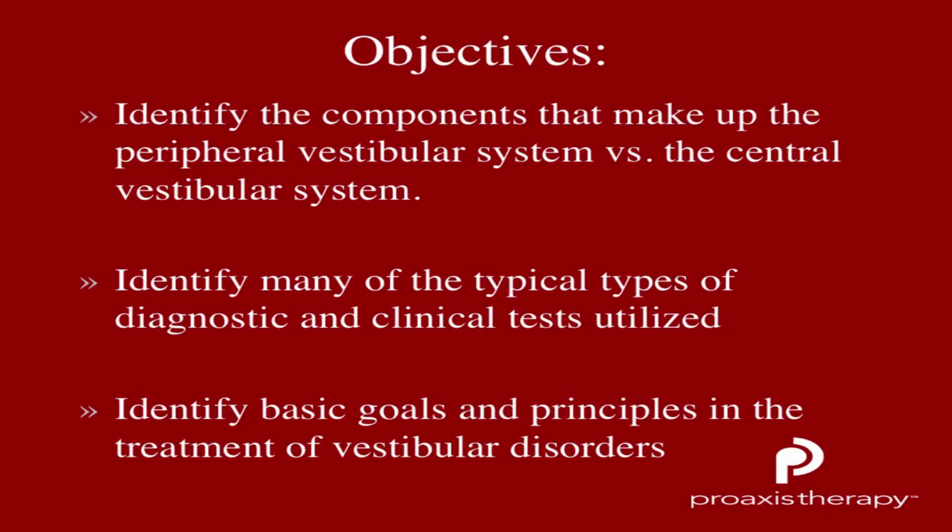But the first objective is identify the components that make up the vestibular system. There's what's called a peripheral and a central. Almost like an outside and an inside. And then we want to identify many of the typical types of testing used for vestibular rehab, both medically and in the therapy office, as well as identify the basic goals and principles of what treatment of vestibular disorders is all about.